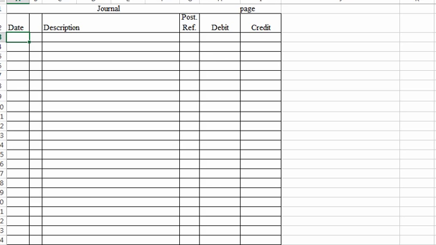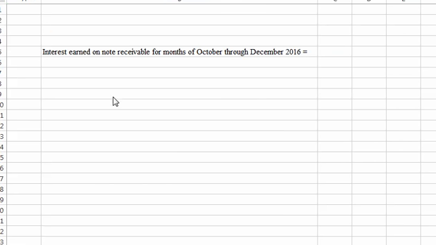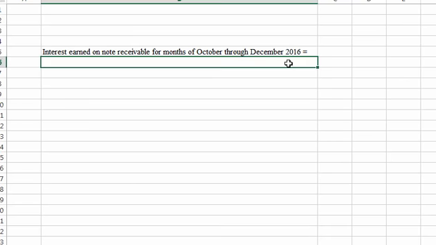Okay, so what we want to do is figure out how much interest Microchip Company has earned on this note from the date it was drawn on October 1st, 2016 through their year end December 31st, 2016. So that's going to be 3 months of interest. Okay, so we're going to calculate interest earned on note receivable for the months of October through December 2016. Remember, in calculating interest, it's always the principal or face amount times the period of time covered by the note times the interest rate. So that interest rate is always stated in annual terms.